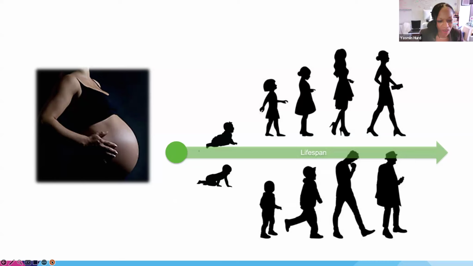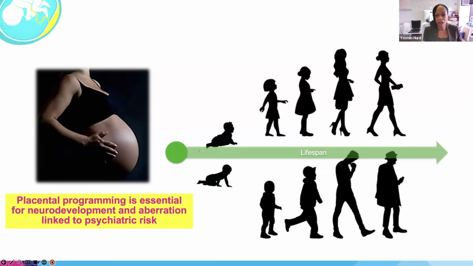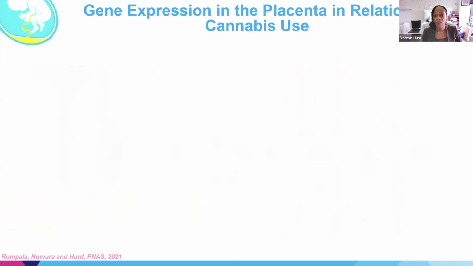These are longitudinal studies, like the study that I'm doing with my colleague Yoko Nomura at CUNY. How can we look at the in utero environment to get an understanding of its impact on later outcomes for the offspring? So we look at the placenta. The placenta is really important because it's obviously the most essential temporary organ that exists, critical for neurodevelopment. But we also know that programming within the placenta is linked to psychiatric risk later in life, for example.